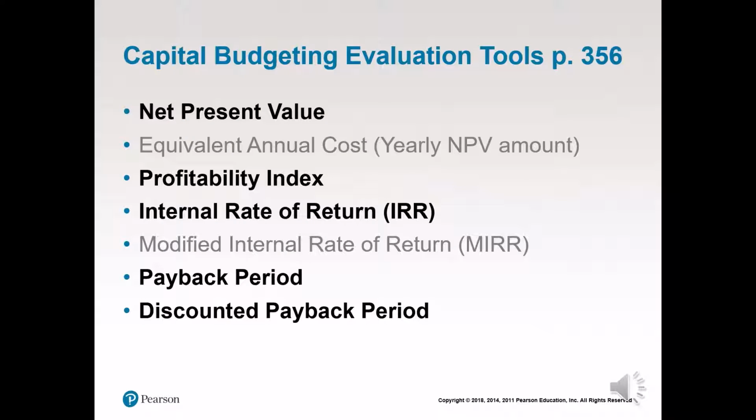These are the capital budgeting evaluation tools that we're concentrating on in this chapter. Net present value, profitability index, internal rate of return, payback period, and discounted payback period.